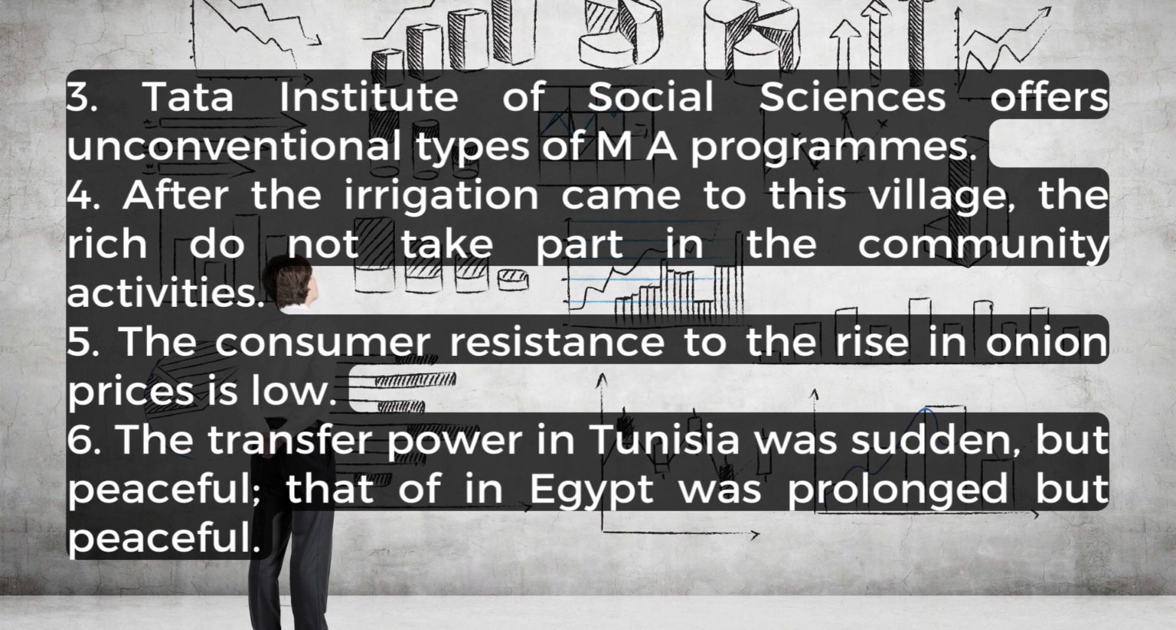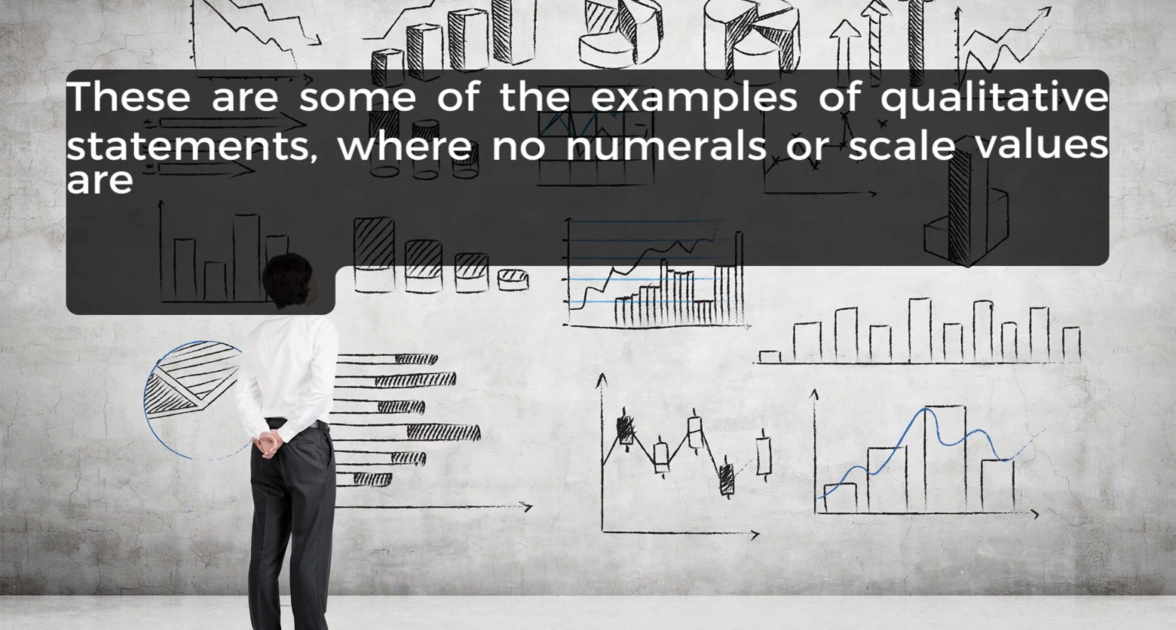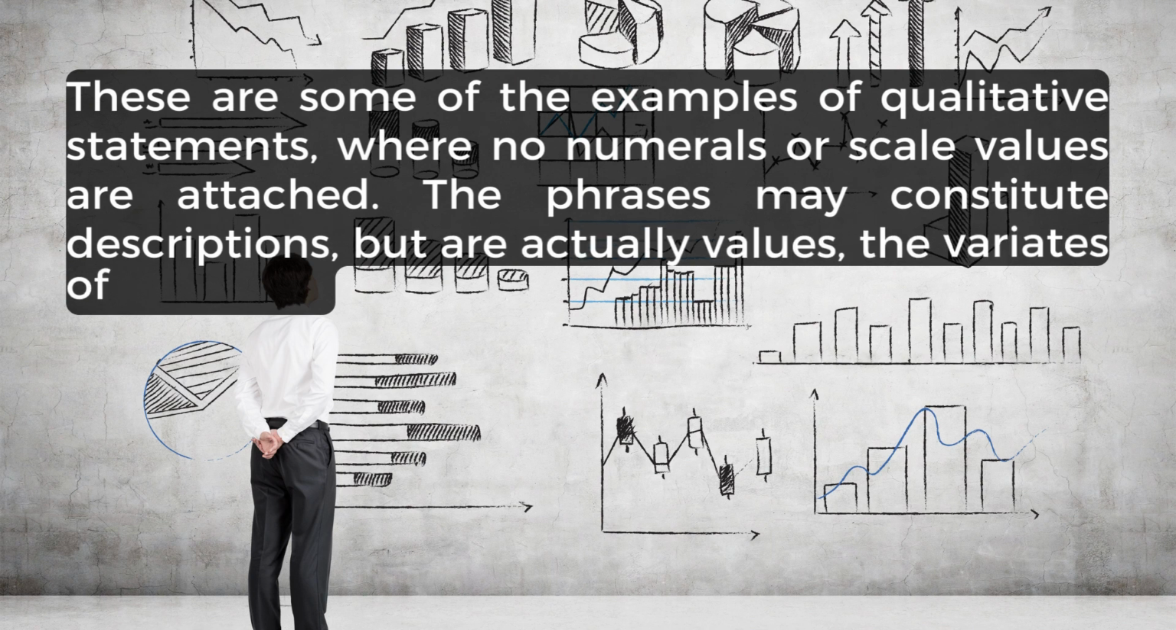Or maybe the consumer resistance to the rise in onion prices is low. Or another statement could be, the transfer of power in Tunisia was sudden but peaceful. That of Egypt was prolonged but peaceful. So these are some of the examples of qualitative statements. There are no numericals or scale values attached to any of these statements.